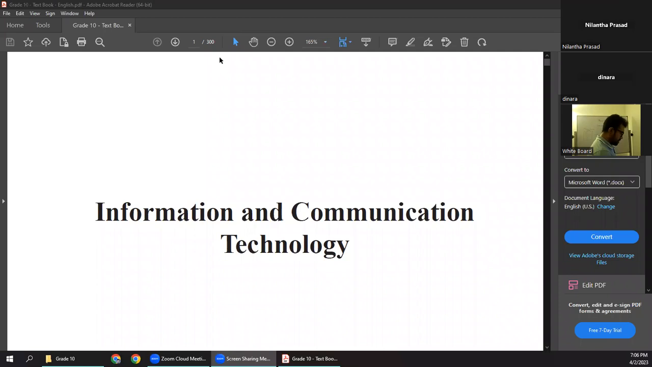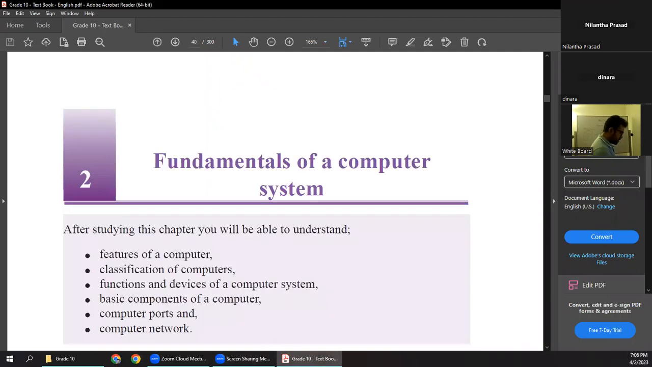So last time we have completed the first lesson. So we are now in the second lesson, fundamentals of a computer system. This lesson is much more interesting than the ones that we have. The previous one is also better, but this is having more technical stuff. And certain things we can skip.